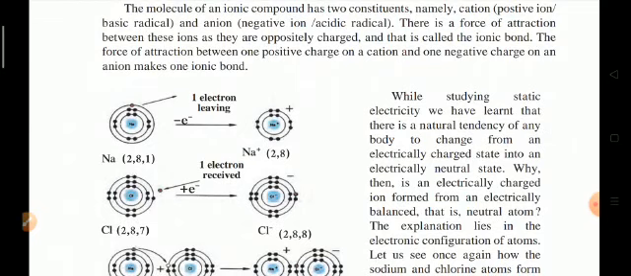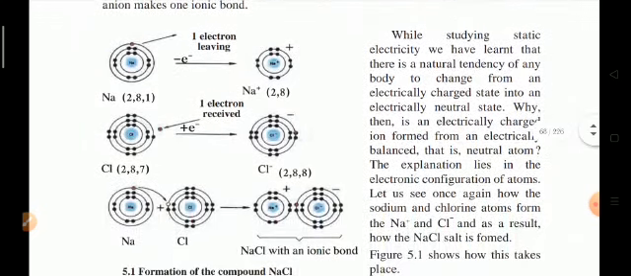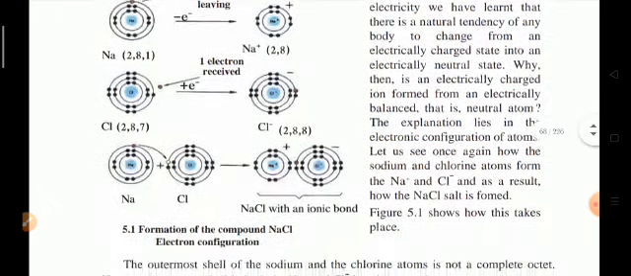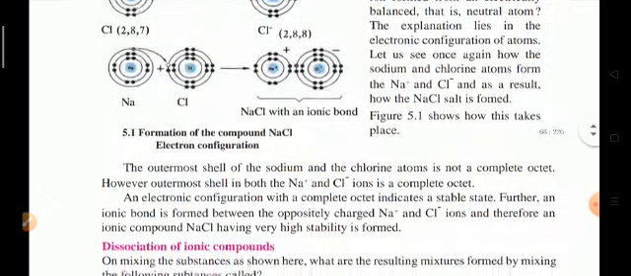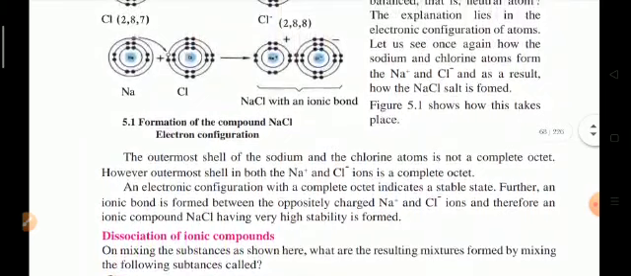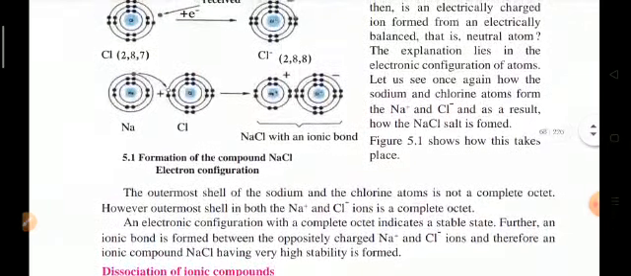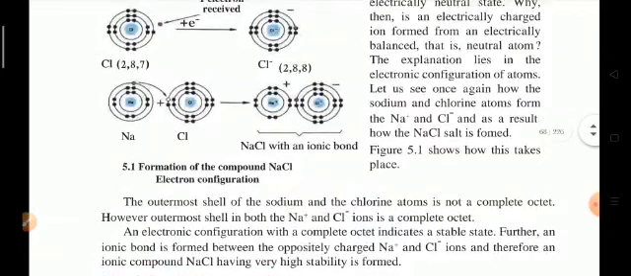How do these two elements, sodium Na and chlorine Cl, contribute to form an ionic bond? The explanation lies in the electronic configuration of the atoms. Let us see once again how the sodium and chlorine atoms form Na+ and Cl-. The outermost shell of the sodium and the chlorine atoms is not a complete octet. However, the outermost shell in both Na+ and Cl- is a complete octet.